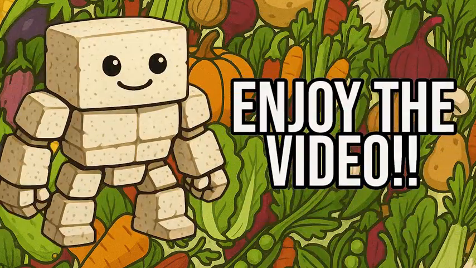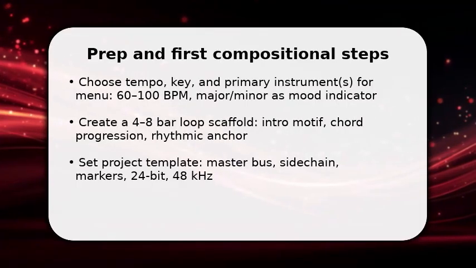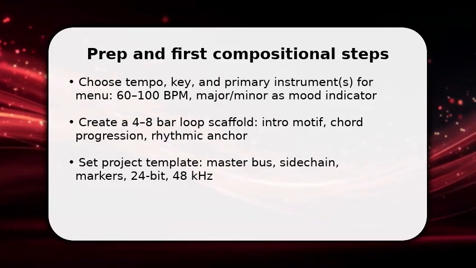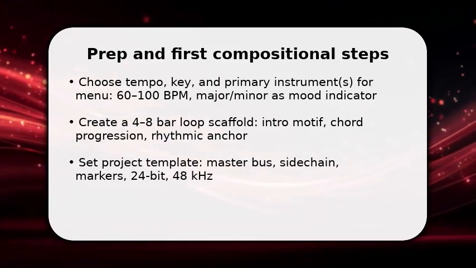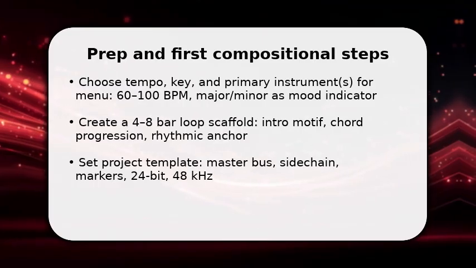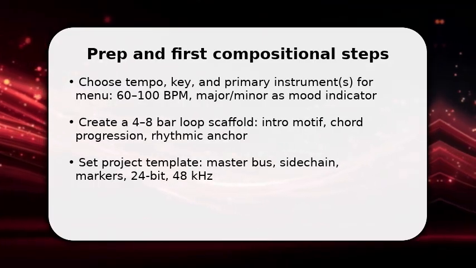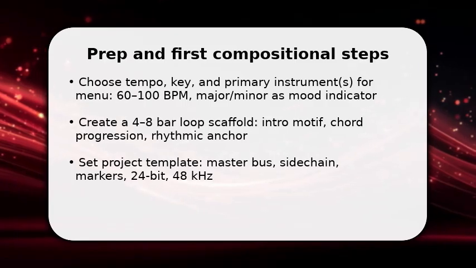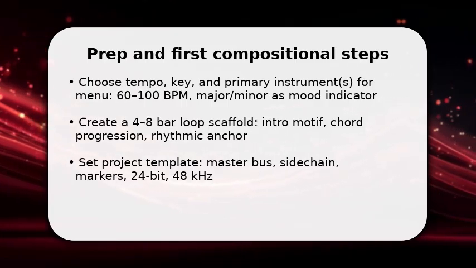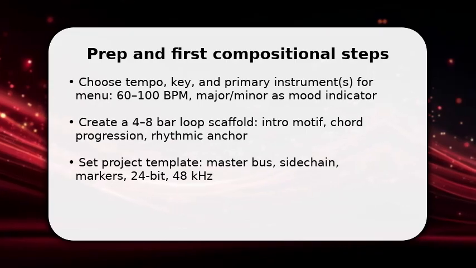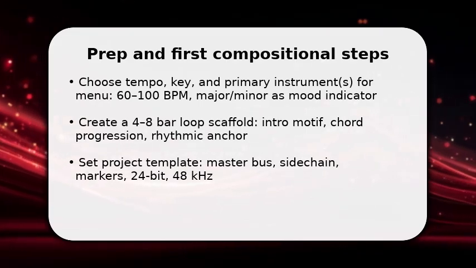Please enjoy the video. You start by locking down the essentials: tempo, key, and a lead texture. Pick 60-100 BPM for calm menus or higher for energy, and decide major versus minor to set mood. Once chosen, sketch a concise 4/8 bar loop with a clear motif and supporting chords so you can iterate quickly.